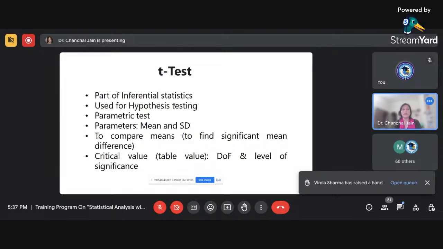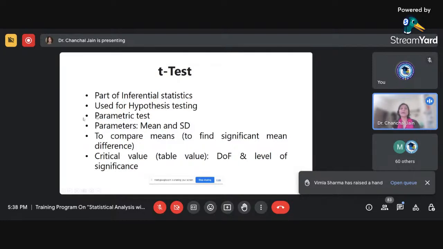As I said, when we talk about the t-test, we are using the t-test to compare the means. We want to check whether there is a significant mean difference in the population mean or in the sample mean or in the two groups' mean. If we want to do such types of things, in that case, we opt for the t-test.